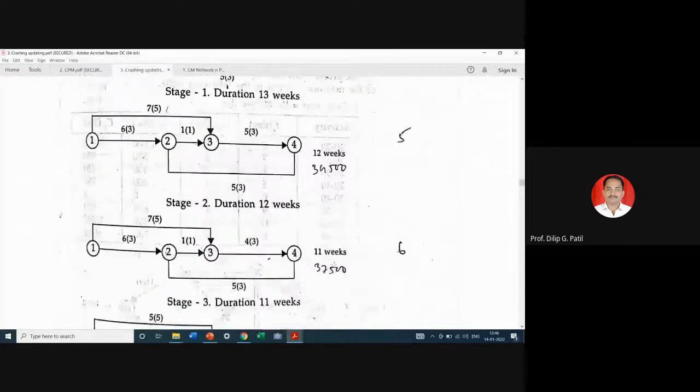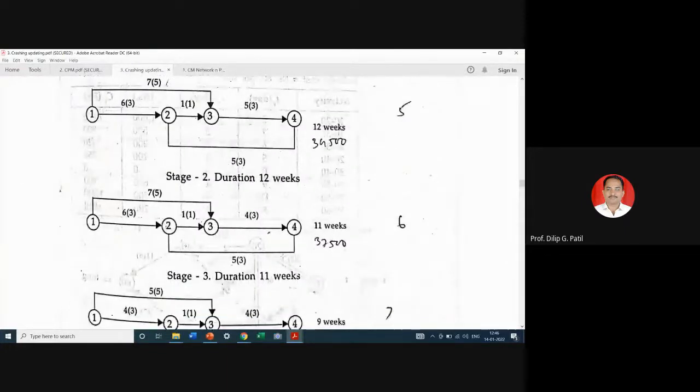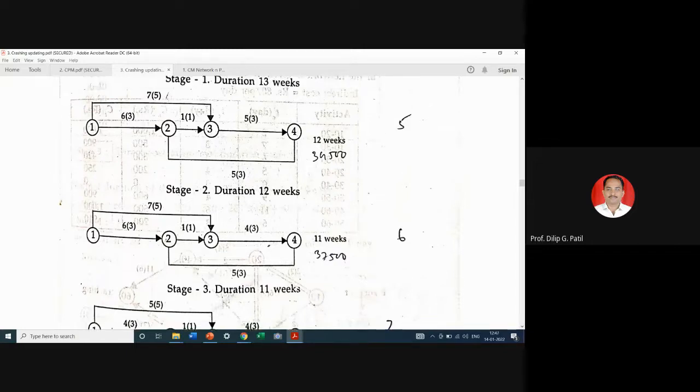आपण 12 वरून 11 ला येणार होतो ना, बरोबर आहे. इथं 1 वीक एक्स्ट्रा होता, तो गेला. त्या पद्धतीने 5-3 5-3 सेम आहे. इथं बघा 5-3 जे होतं ते इथं आता 4, म्हणजे 5-3 जे होतं ते इथं 4-3 झालं. कशामुळे, we have reduced duration of this 3-4 by 1 week. Now you can see the other are as it is, 1-1, 6-3, 6-3, 7-5, 7-5. Now all the activities have become critical.